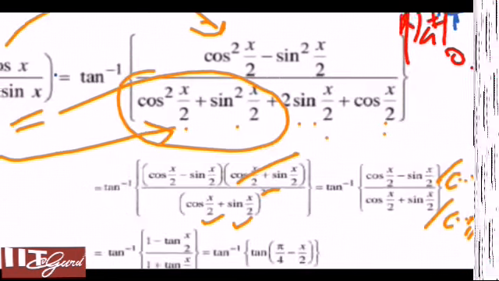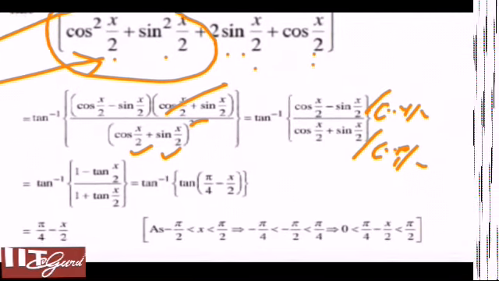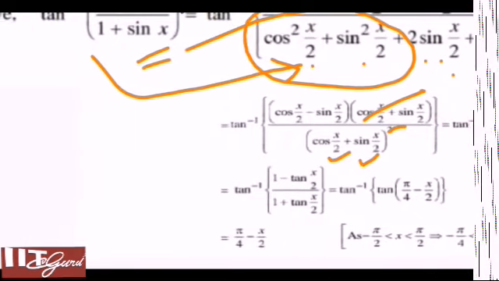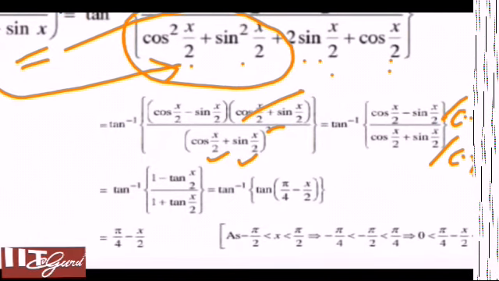Once again there is some printing mistake here, so let me note it down. This is x by 2, and this is the correct option, hence we can say, fine. So pi by 4 minus x by 2 is your answer for this fourth illustration.